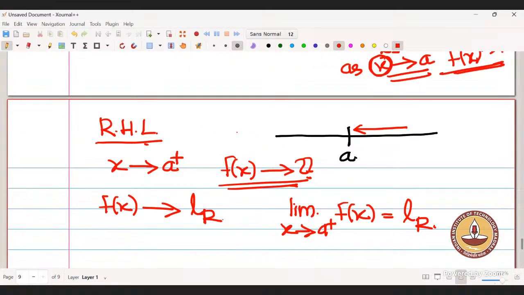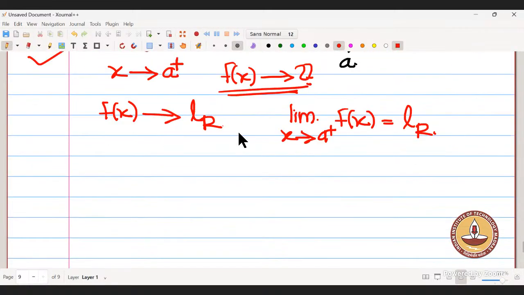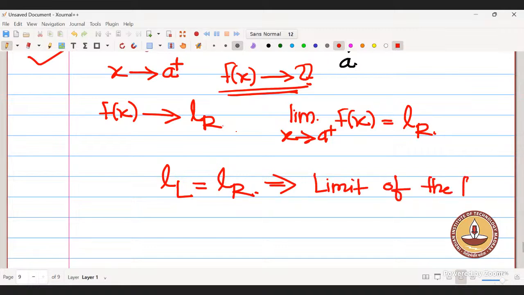and also at a point you have right hand limit, right? When this left hand limit is the same as the right hand limit, then you say the limit of the function at x equal to a exists, because we are checking at x equal to a. So to check the limit of a function at a point a, you need to check three things.